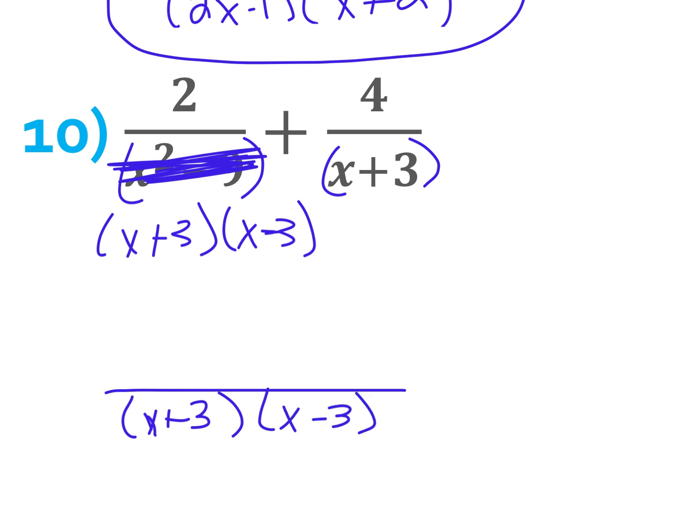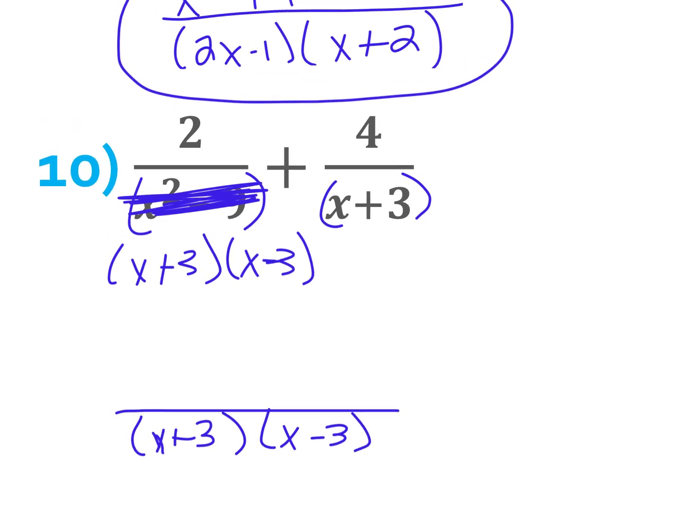But you only write each one time because you want the least common, not just the most common. So now we're going to get equivalent denominators. My first fraction, if I look at the denominator, x plus 3, x minus 3, it already has everything it needs, so the 2 just stays. My second fraction has the x plus 3, it needs the x minus 3. So what you do to the bottom, you do to the top.